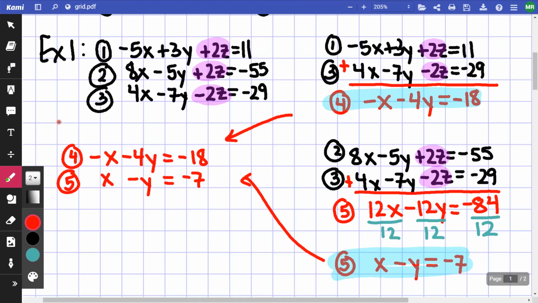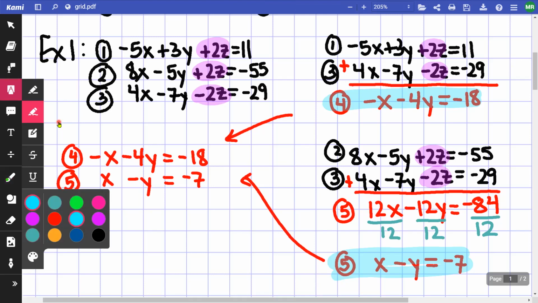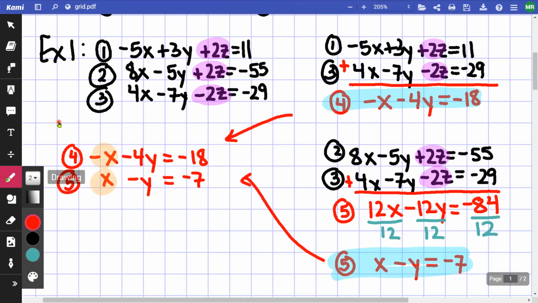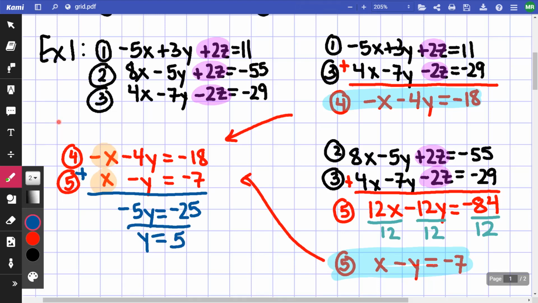Now, what I will notice here is I am going to have a negative x and a positive x. So I can actually add these together. And when I add these two equations together, my x's are going to cancel out. And I'm going to end up with negative 5y equals negative 25. Divide by negative 5, and I get that my y is 5. So I found my y.